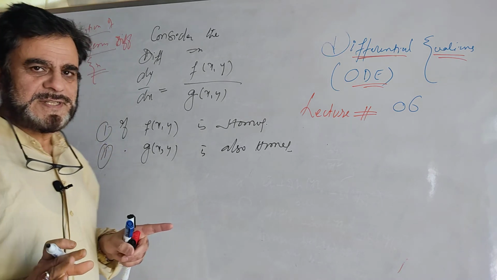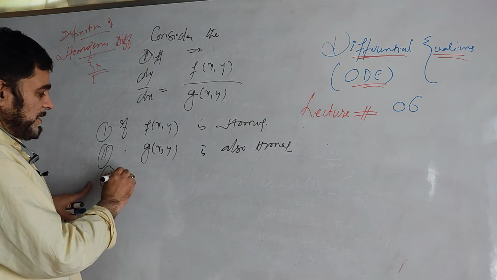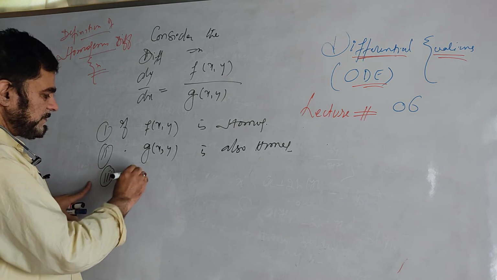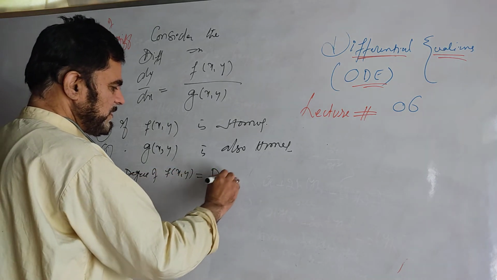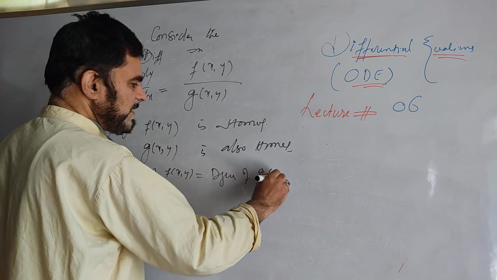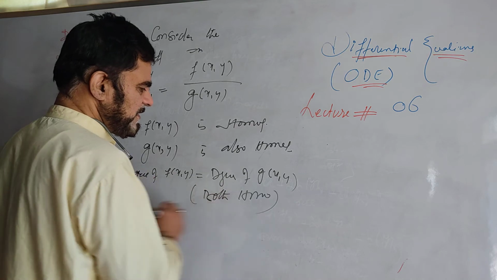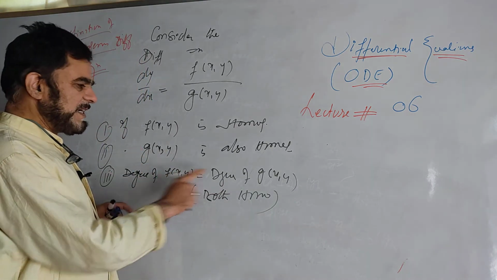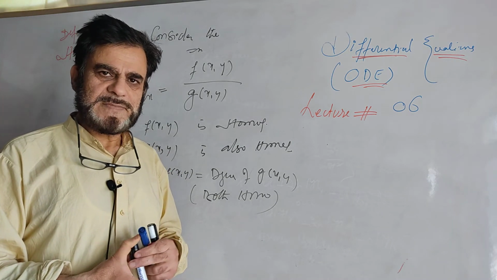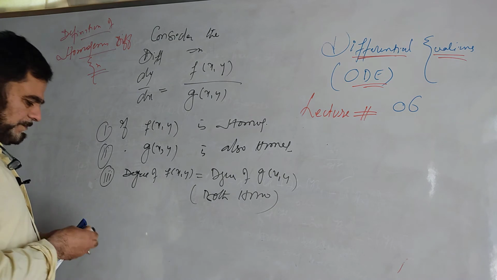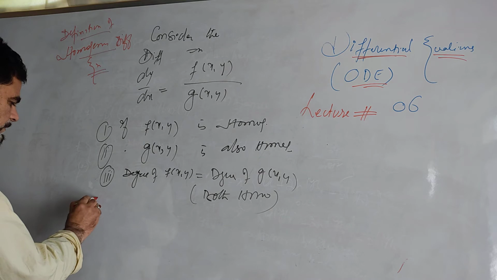So when is it homogeneous? It is homogeneous when it satisfies the third condition. The degree of f of x y must be equal to the degree of g of x y when both are homogeneous. What is the degree of numerator? That must be the degree of denominator. Then we say it is homogeneous. For example, I can quote an example.